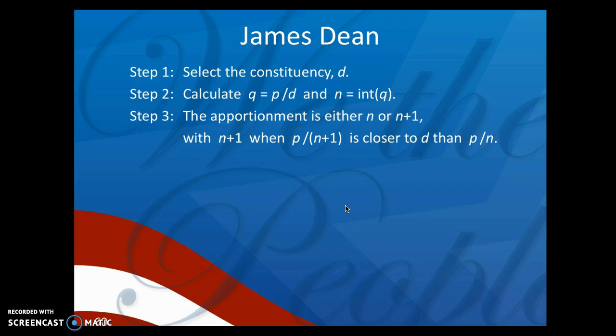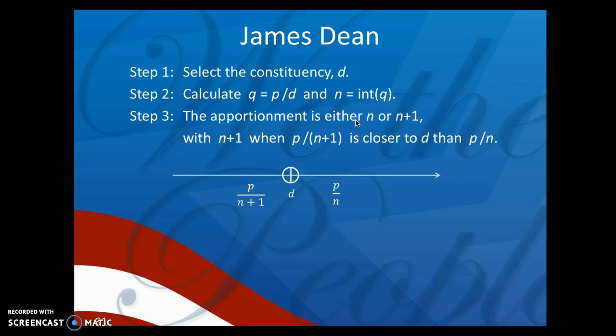Okay, so for James Dean's situation, the technique is: select the constituency. In the last example, this was 50,000. Calculate the quotient, that's population divided by constituency. N is just the integer part. And again, you were going to round to either n or n plus 1.